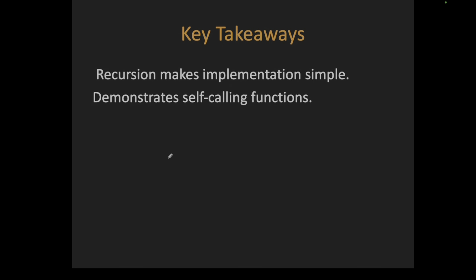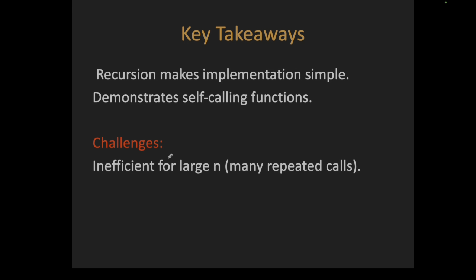Recursion makes the implementation simple. It demonstrates a self-calling function. Some challenges: it is insufficient for large n. When large n values come, it will start showing some difficulties, because this is good only for some repeated calls. It can be optimized with iteration. So when we use iteration, it can be optimized.